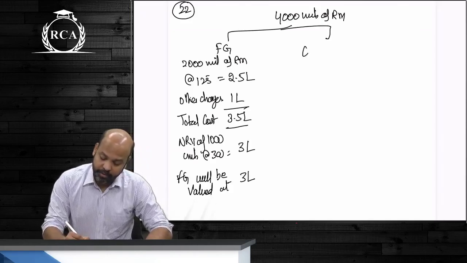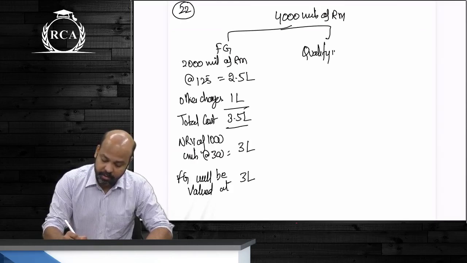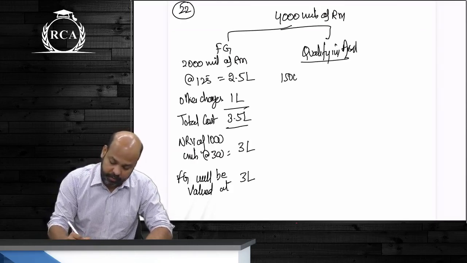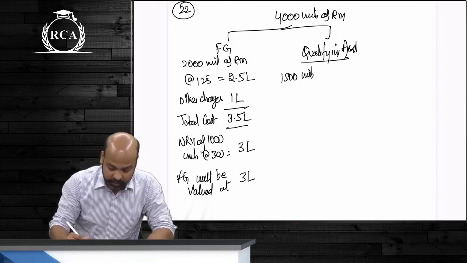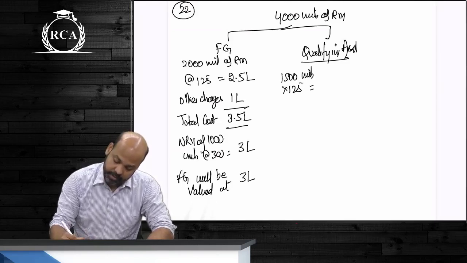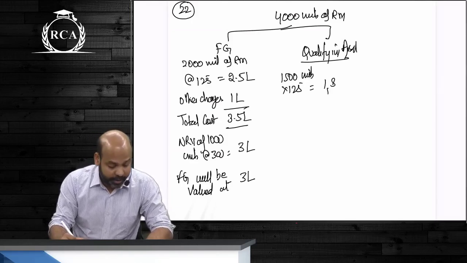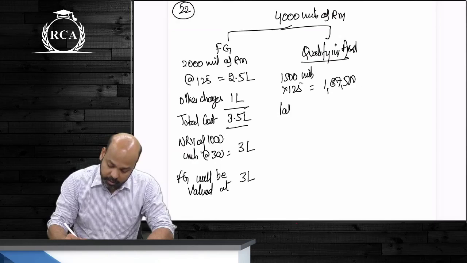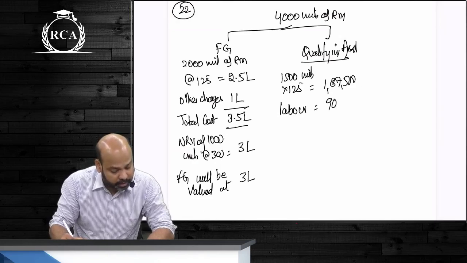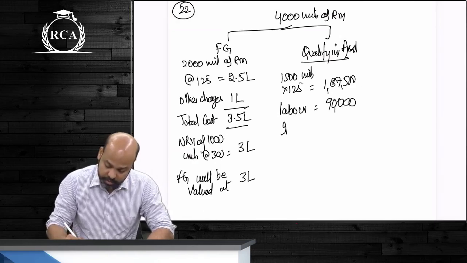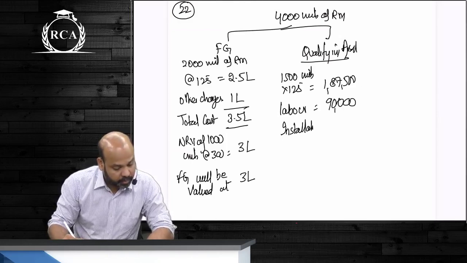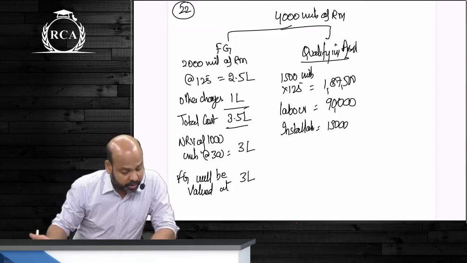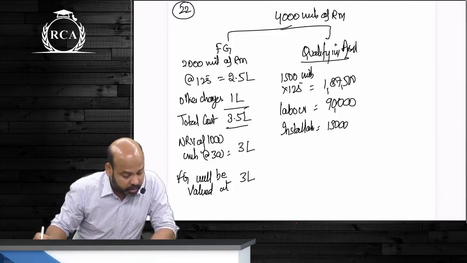First, let us go to the qualifying asset. Okay? For the qualifying asset, how many units of raw material did we use? 1,500 units into 125, 1,87,500. Can you tell me what are the other expenses on this? Labor 90,000. Installation 15,000. Total 2,92,500. Very good.